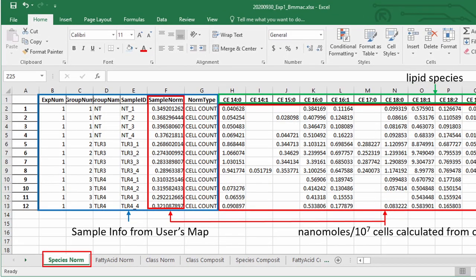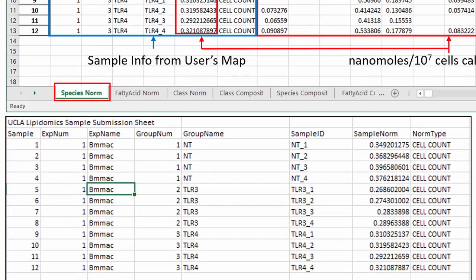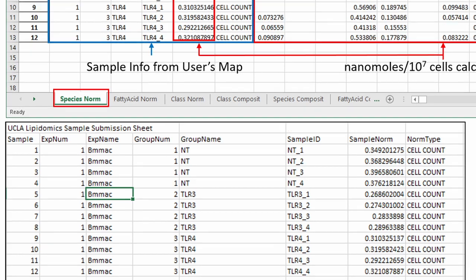On the left-hand side of each tab, you'll see the information from the sample map that you provided. This includes the sample ID, groupings of biological replicates, and the normalization values that you've specified. In this case, cell number in units of tens of millions of cells. Within this particular experiment, we are analyzing macrophages that have been stimulated with various TLR ligands.